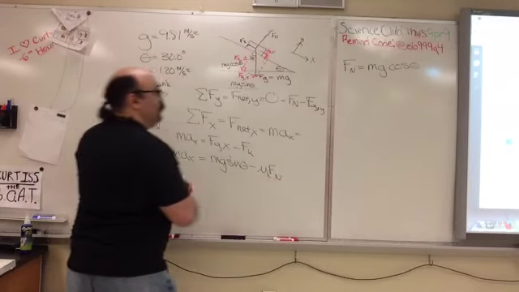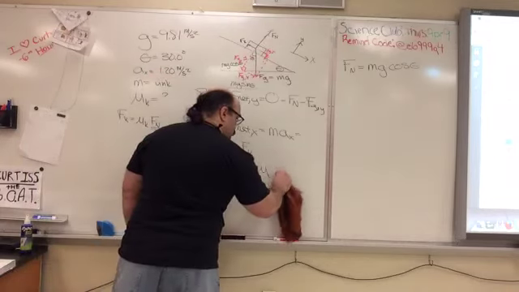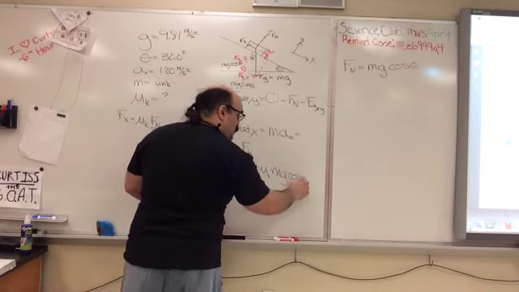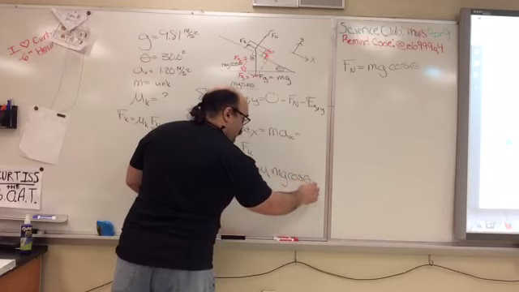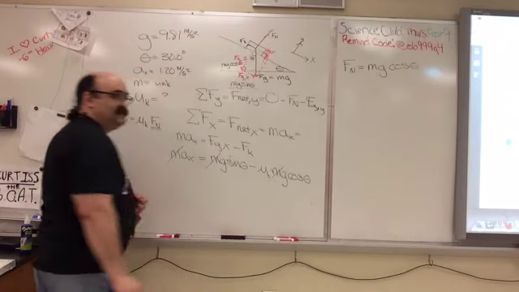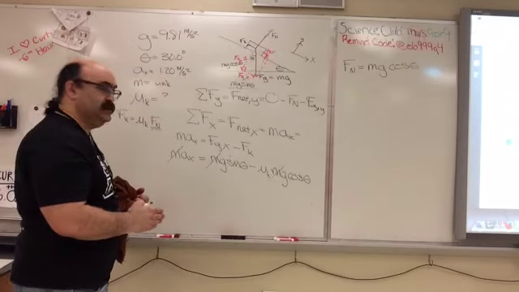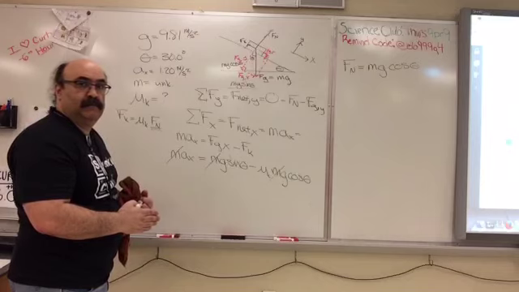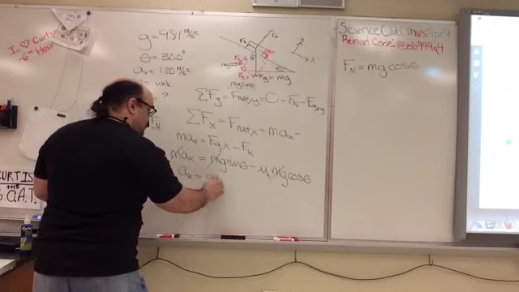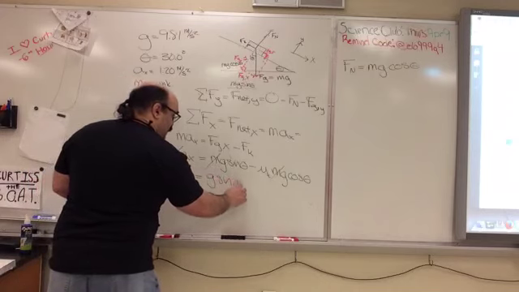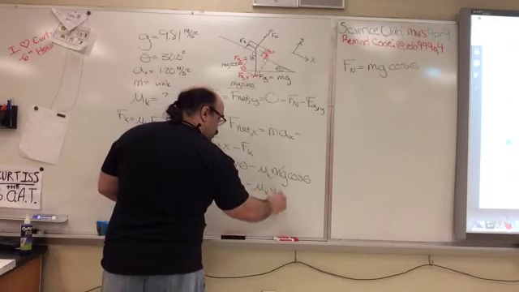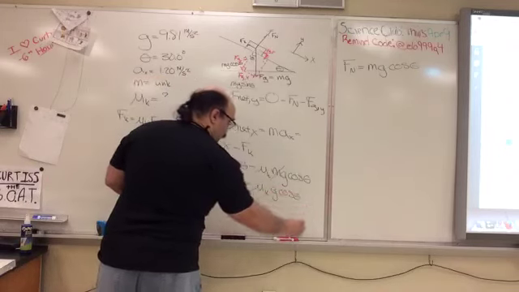But we know the normal force. We can substitute in as mg cosine of theta. And notice what happens. My mass can be canceled out as a factor of all my terms, leaving me then that a_x equals g sine of theta minus mu sub k g cosine of theta.